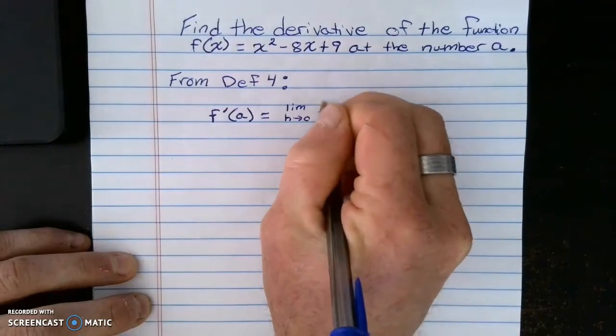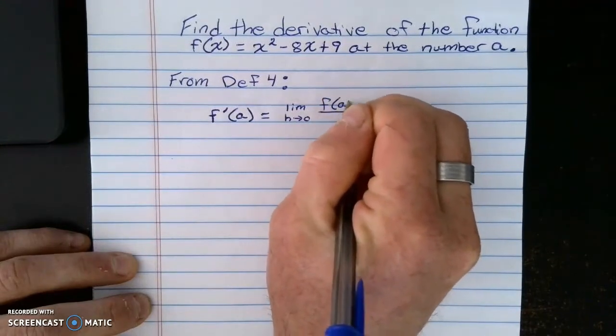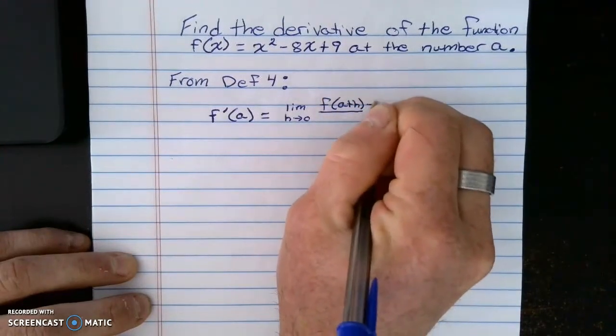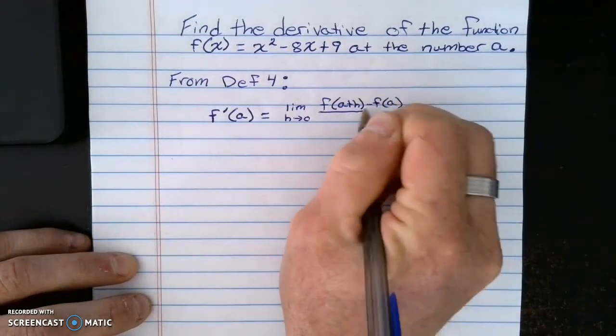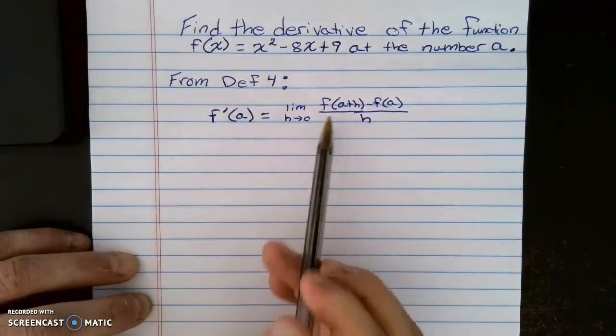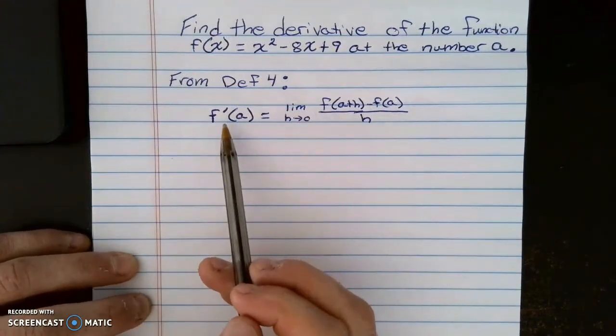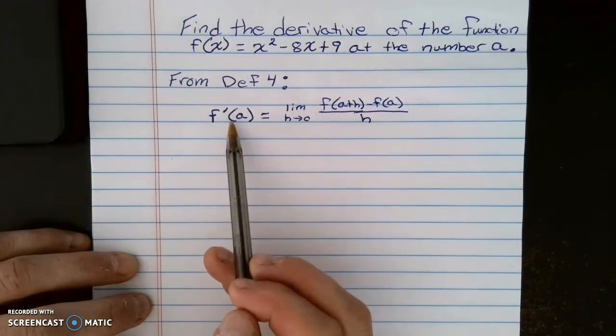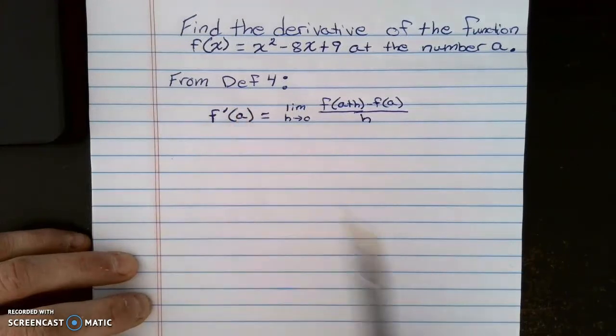And from the definition, we can say that the limit as h approaches 0 of f of a plus h minus f of a, all divided by h, is going to produce for us the derivative of the function f of x at a.